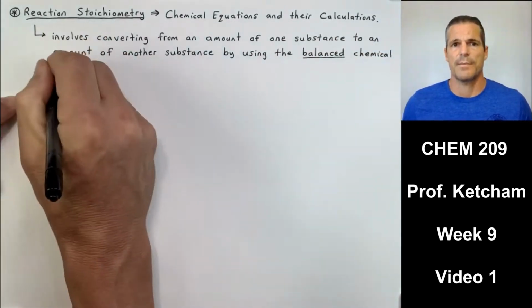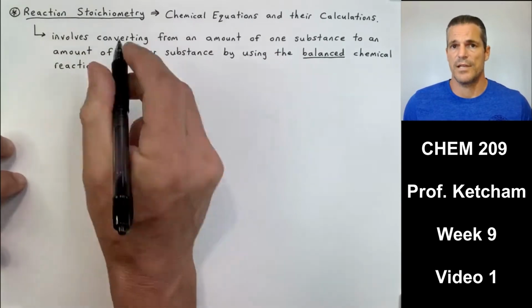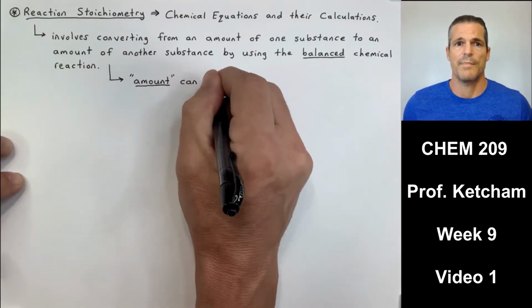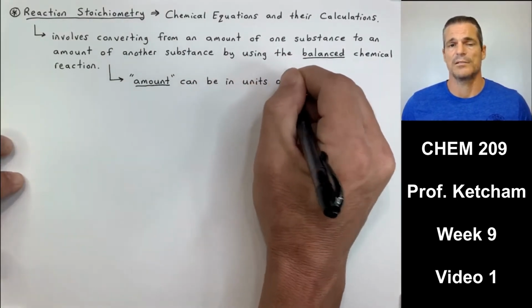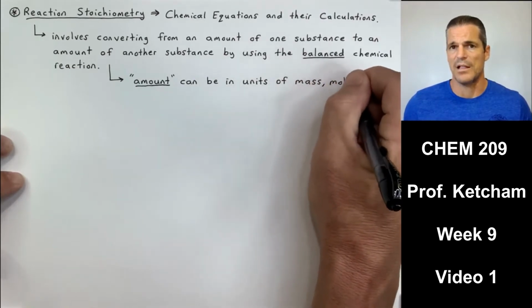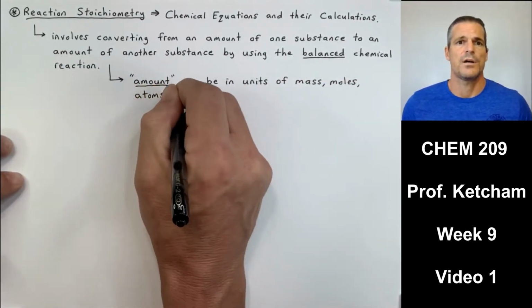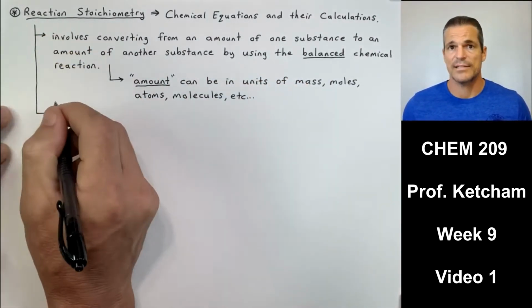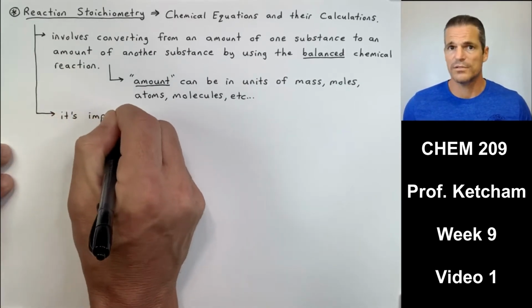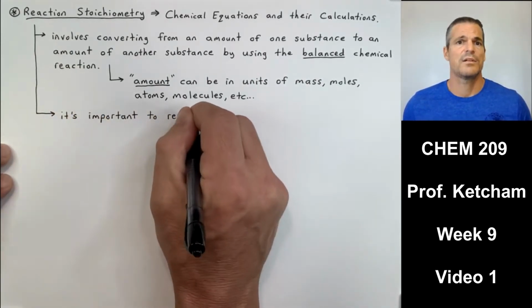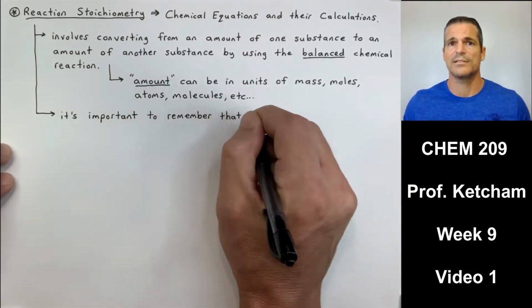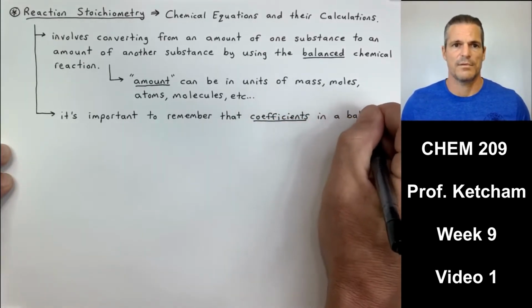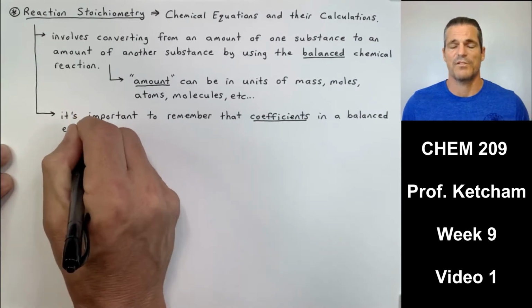All right, reaction stoichiometry. So chemical equations and their calculations. This involves converting from an amount of one substance to an amount of another substance by using the balanced chemical reaction. You'd have to have a balanced chemical reaction first, of course. So when I say the word amount of one substance, I mean mass, in other words grams, or moles, or atoms, or molecules. This video will talk about going from moles to mass, mass to moles, mass to mass, and one other one that skips my mind right now, but we'll definitely get to it in the example.